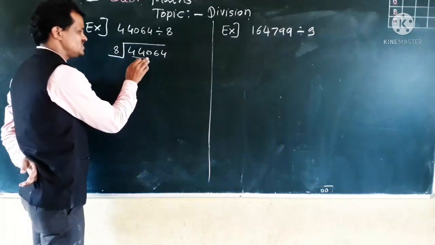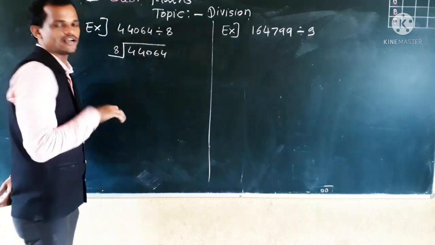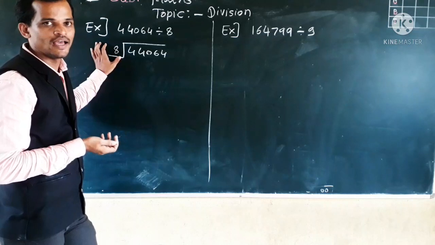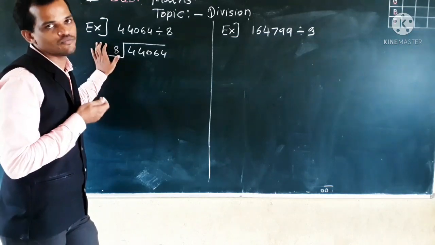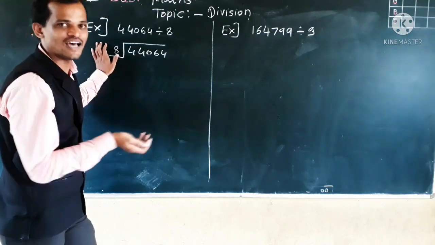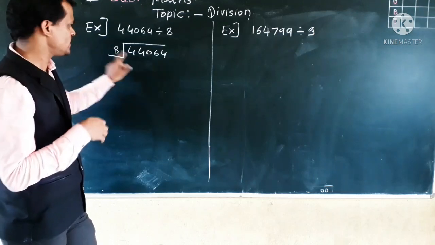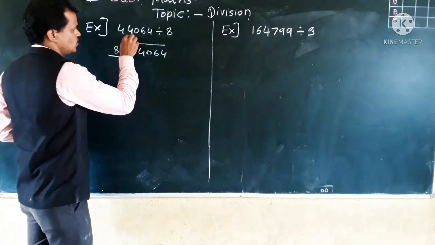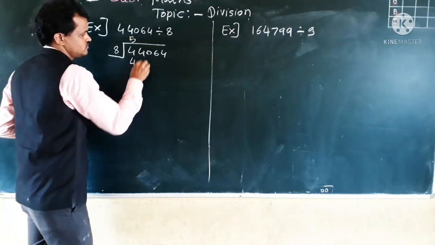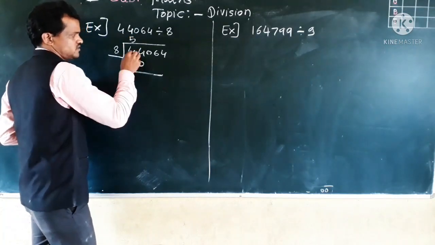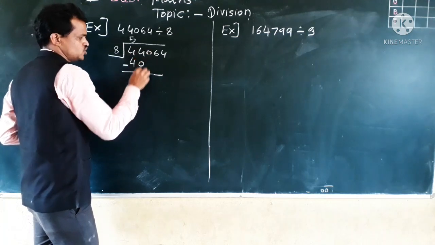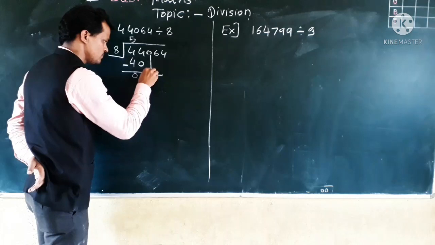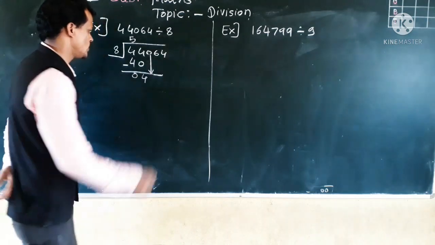Okay, now which is the smaller number than 44 that comes in the table of 8, means which is fully divisible by 8, that is 40. 8 5s are 40 and 8 6s are 48. 48 is greater than 44, so don't take that. 8 5s are 40. Now subtract this. 44 minus 40, 4 minus 0, 4, 4 minus 4, 0. Next step, take this 0 down here.